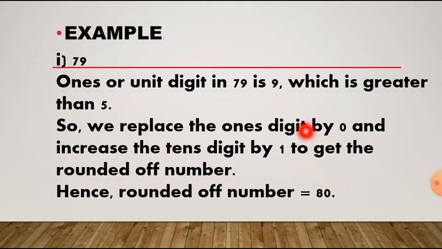Okay, once again. The ones digit in 79 is 9, which is greater than 5. So we replace the ones digit by 0 and increase the tens digit by 1 to get the rounded off number. Hence the rounded off number is equal to 80. Got it, children? Let's discuss one more example.